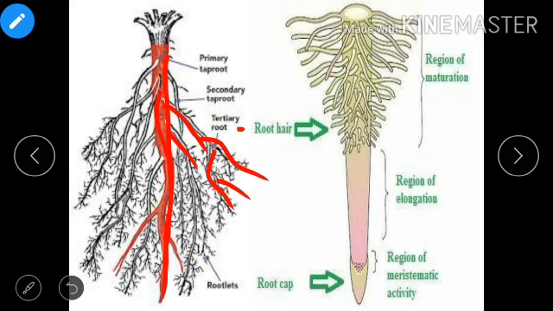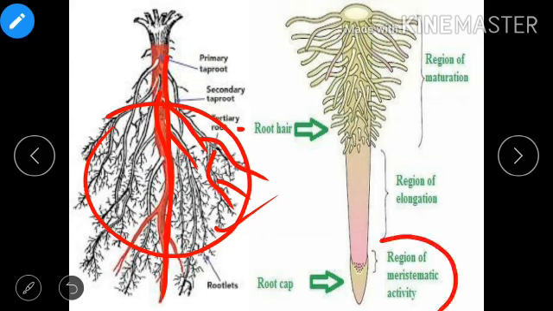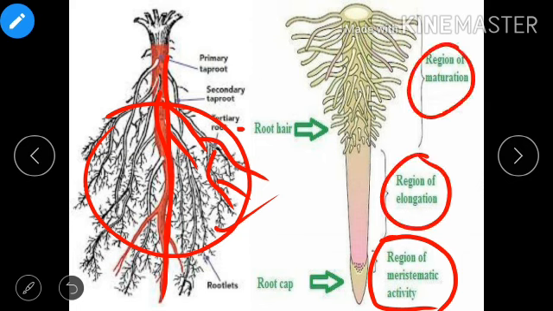And the number of root hairs per plant is in millions and billions. Can you see here? Millions and billions. The absorption of water takes place through the root hairs. Now the next picture is of root again, but here you can see the three regions of the root. First is region of meristematic activity, region of elongation and region of maturation.